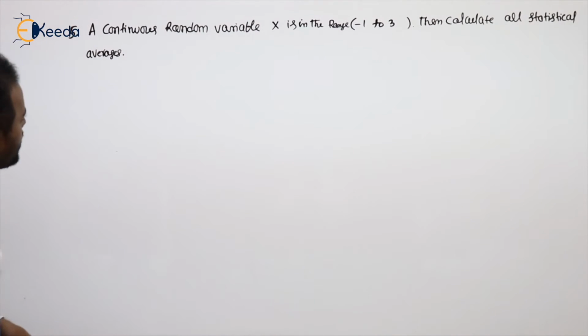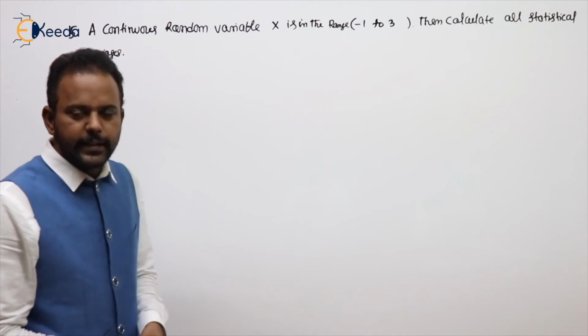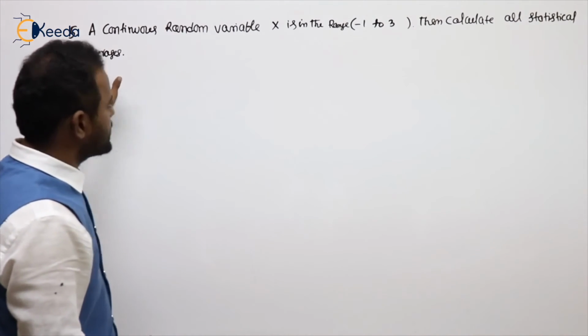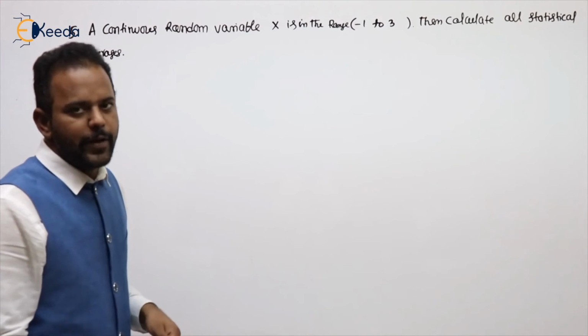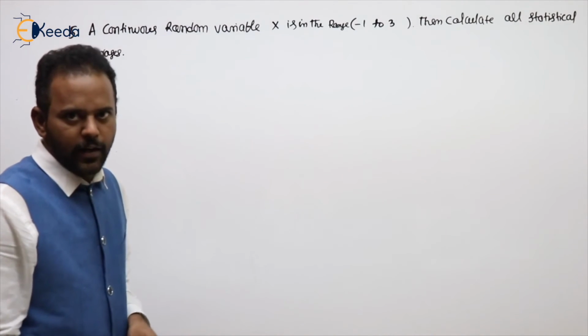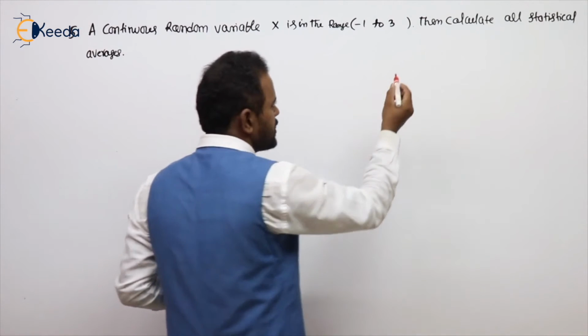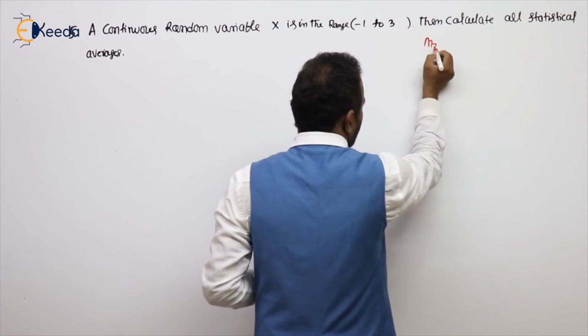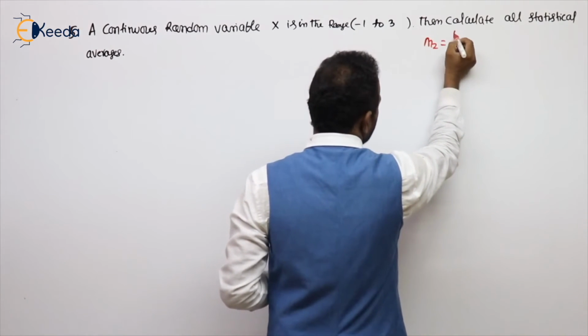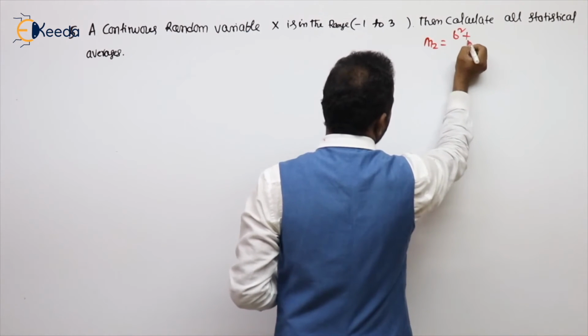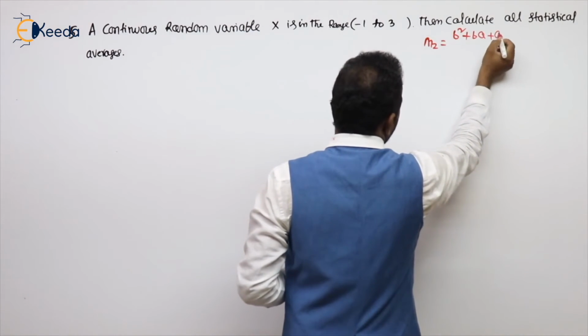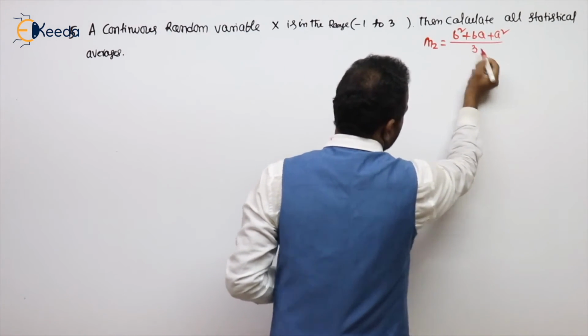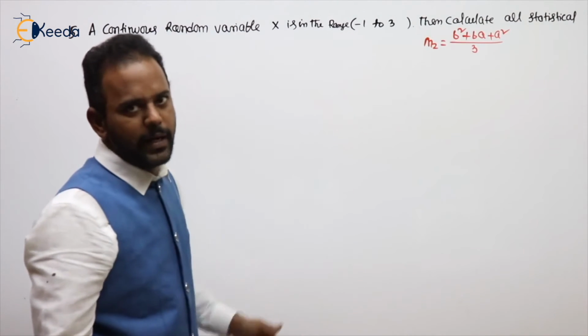A continuous random variable x is in the range -1 to 3. Then calculate all the statistical averages. In the previous problem we took a general case. The small mistake I made in the previous problem is, when writing M2, I wrote b square minus ba. It is not that, it is b square plus ba plus a square divided by 3. In the calculation I wrote it correctly, but in the summary I made the mistake.